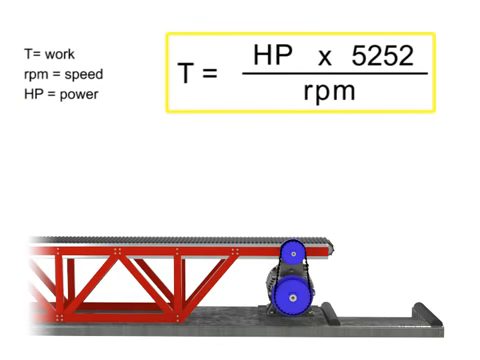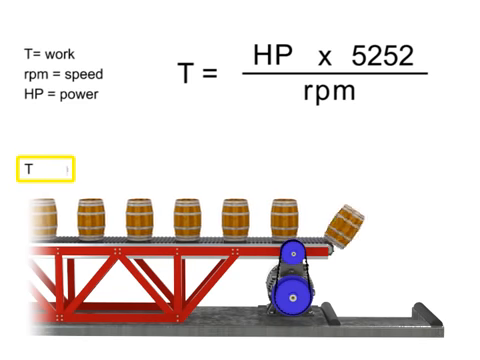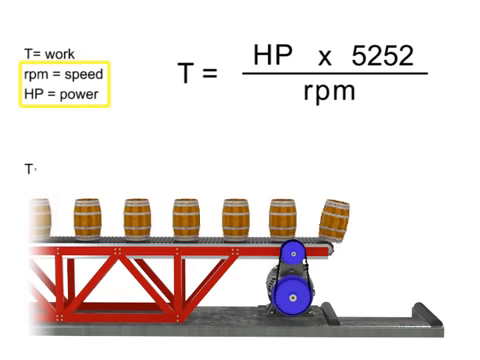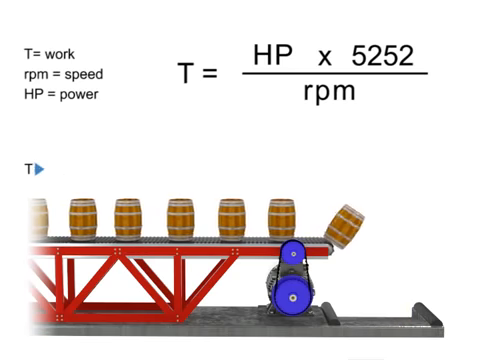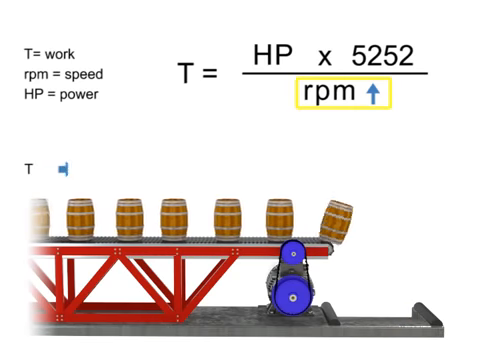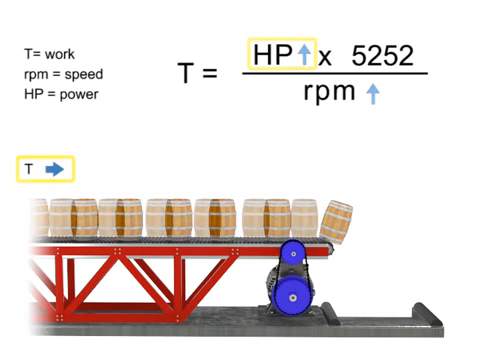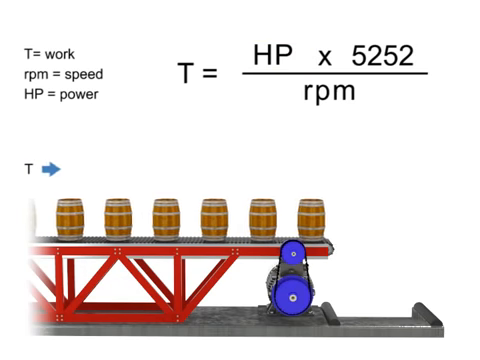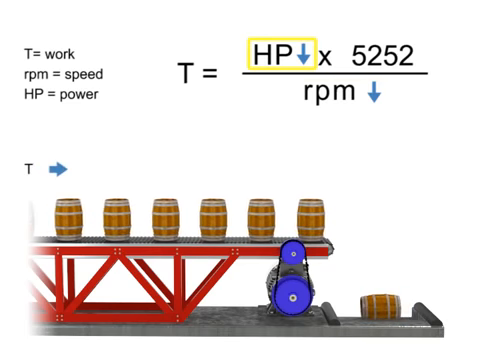The work accomplished here, the torque, is represented by the weight moving along the conveyor. If torque remains constant, speed and horsepower are proportional. As the speed, or RPM, increases, horsepower increases to maintain constant torque. If speed decreases, horsepower decreases to maintain constant torque.